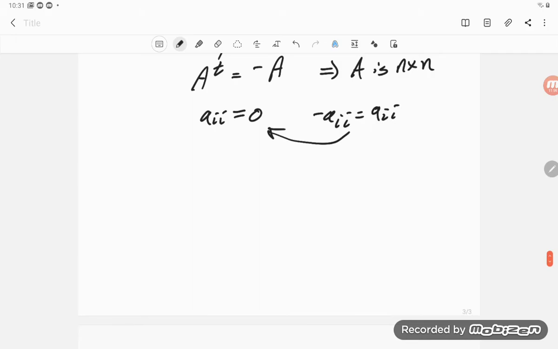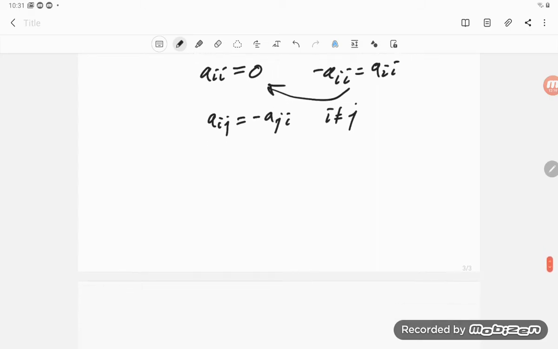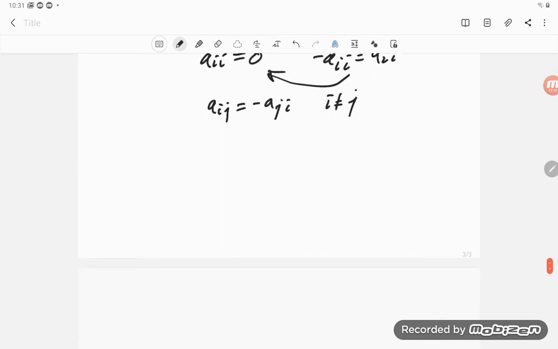And so those are all 0, and then any Aij is the negative of Aji, where i is not equal to j. And that is a skew symmetric matrix. An example is something like 0, B, negative B, and 0.